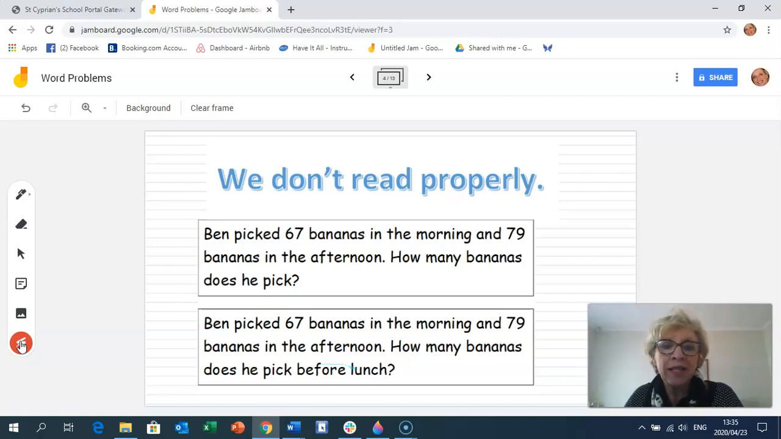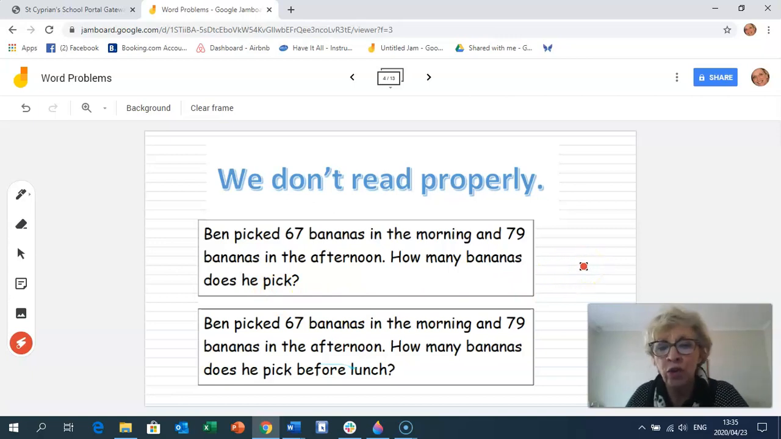The first one says, Ben picked 67 bananas in the morning and 79 bananas in the afternoon. How many bananas did he pick? Well, it's a total altogether. We know he picked in two different times. The 67 before lunch, 79 after lunch, and if we add them up together, we'll get the total. It's a simple addition sum. Now look at the next one.